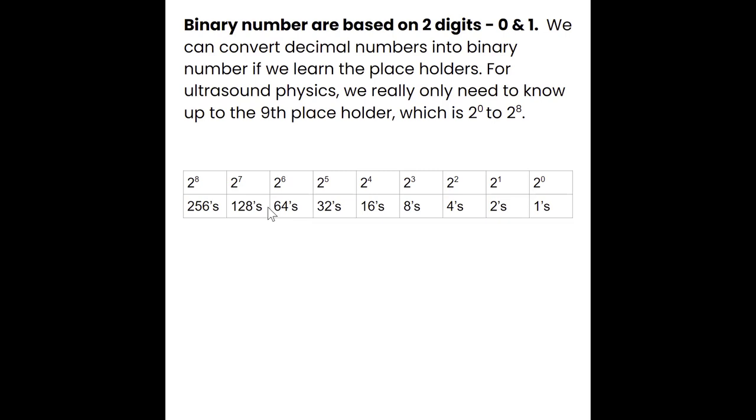So for ultrasound physics, you really need to know basically what 2 to the 0 is through 2 to the 8th. So just like we had 10 to the 0 was 1, 2 to the 0 is 1. But now we have 2 to the 1st is 2, 2 to the 2nd is 4s, 2 to the 3rd is 8s, 2 to the 4th is 16s, and so on, all the way up to 2 to the 8th is the 256th placeholder column.